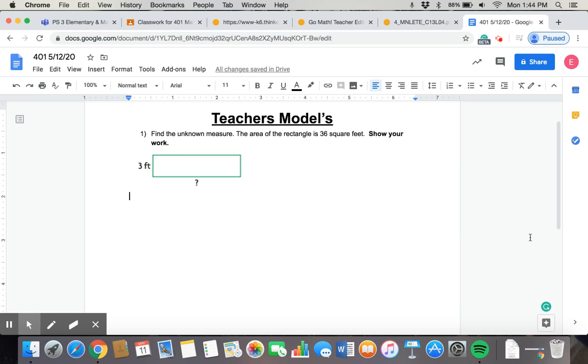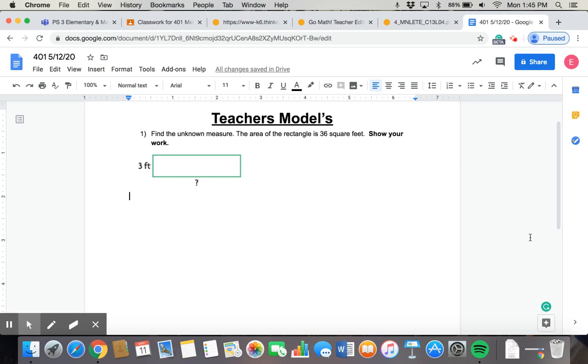Good morning, fourth grade. Today we're going to go over an example of how to find a missing side when you're either given the area or the perimeter for a rectangle or a square. Now, before we do this, it's important that you review and look at the formulas that we put in for the area and the perimeter of a rectangle and also the area and the perimeter of a square. So let's get right into the first problem.